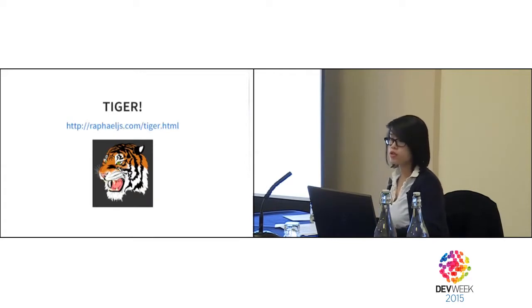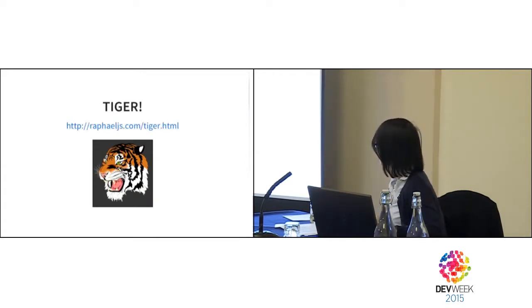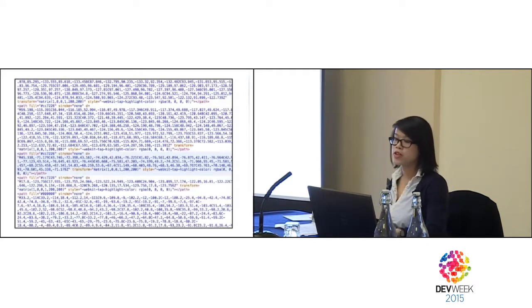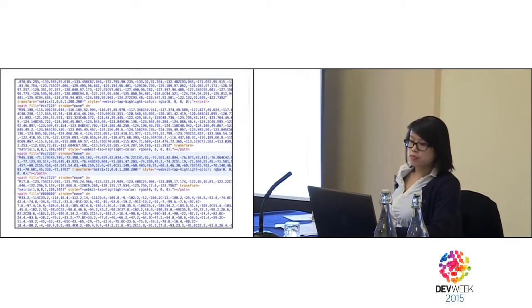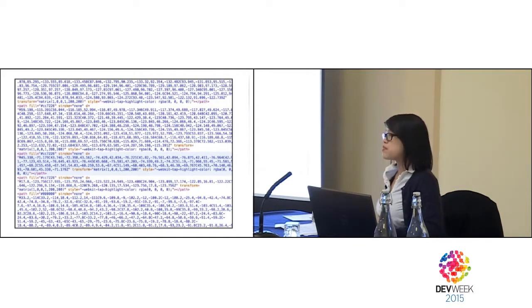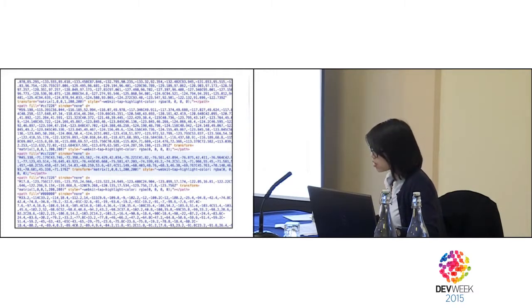So here's a super awesome tiger created with Raphael.js. And here's the source code. So it's just a bunch of coordinates. But since it's in the DOM, it means that you can bind events to it, which you couldn't do with Canvas. And it's also more accessible to screen readers because a screen reader can actually see this code.